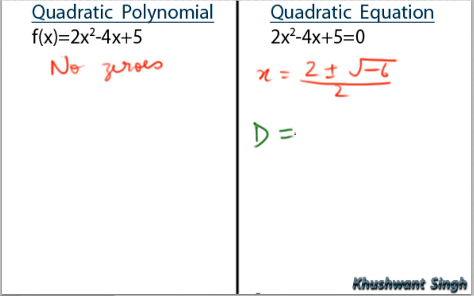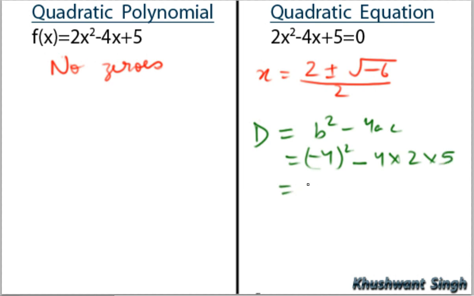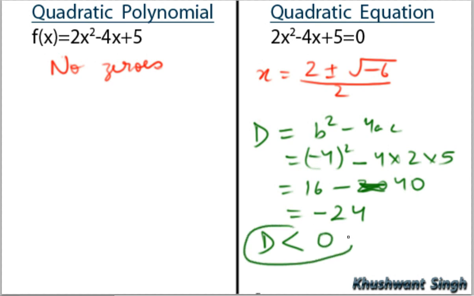Because we were talking about the discriminant in all those, let's see the discriminant of this. Discriminant is b square minus 4ac, and b is minus 4, so minus 4 whole square, minus 4 into a is 2 and c is 5. So minus 4 square is 16, and 5 4 20 into 2 is 40. So it is minus 24.